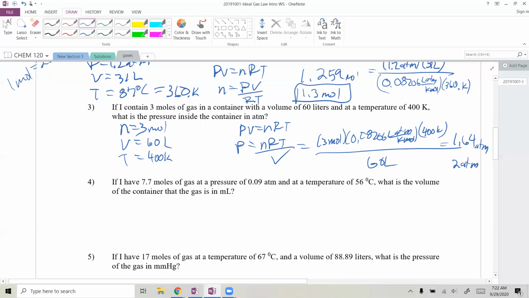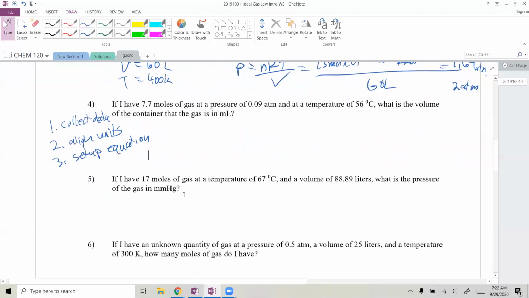And so that's what you're doing with these. You're just practicing going through. And so there's 3 big steps. 1 is collect your data. 2 is align your units. And 3 is set up your equation. After that, you're just plugging it in and you're solving it there. And so that's how you can go ahead and start to use that.